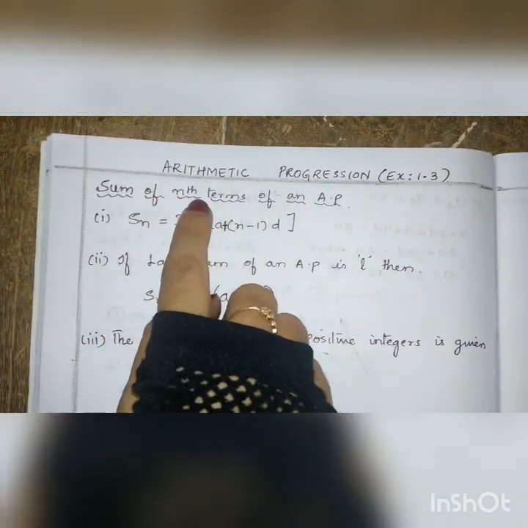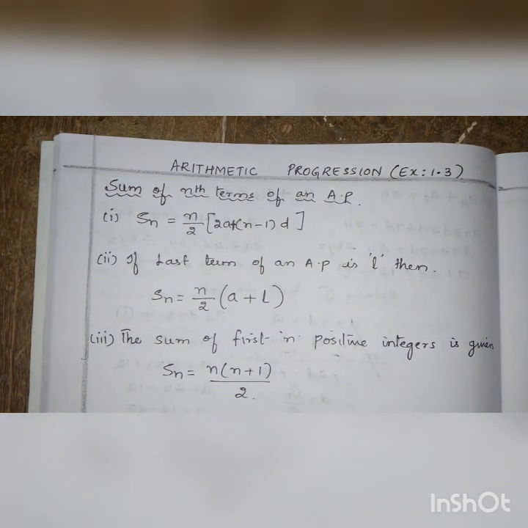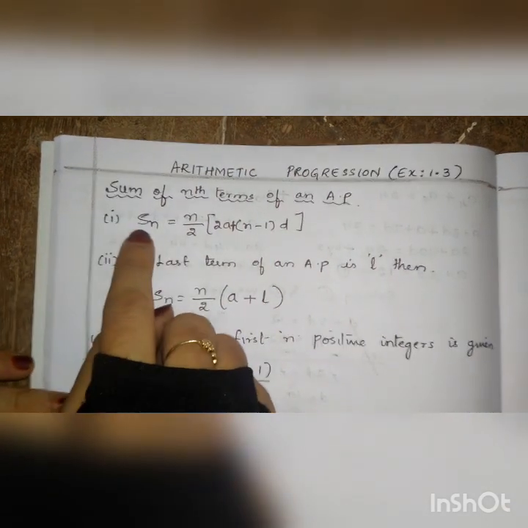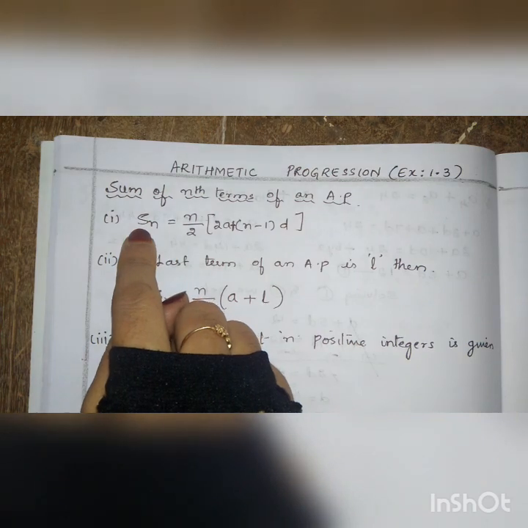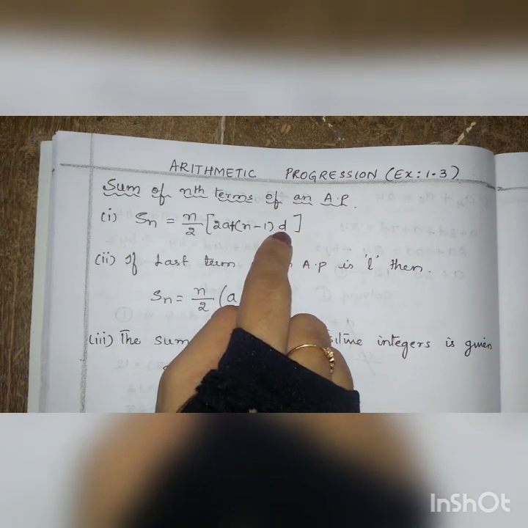The sum of n terms of an AP is denoted by Sn, and the formula is Sn = n/2 [2a + (n - 1)d]. This formula you need to learn by heart.